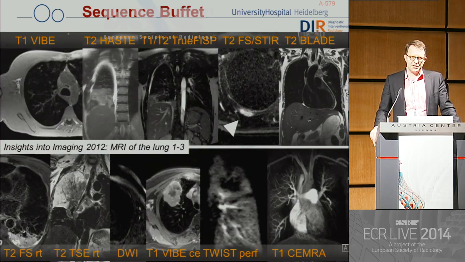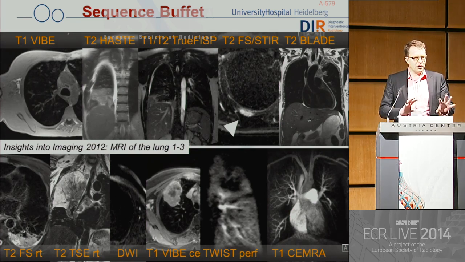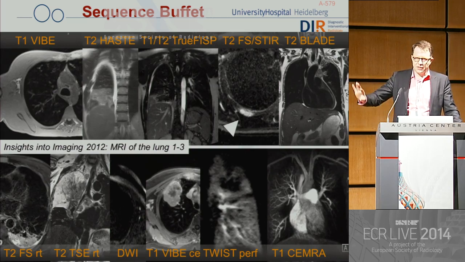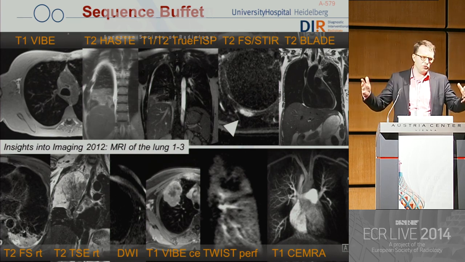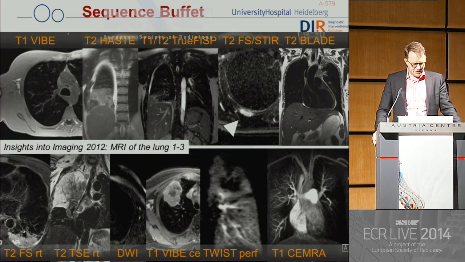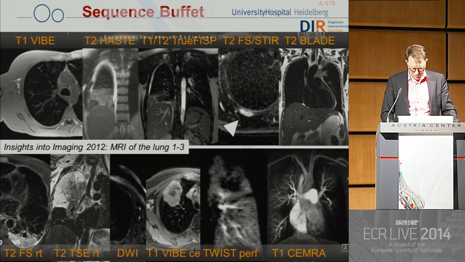There's a very nice series of publications and insights into imaging from 2012 where all the different sequences and their potential are presented. That's what we call the sequence buffet. We have T1, T2, true FISP sequences, fat-suppressed STIR images, and so on. And then we move also to respiratory-gated T2, turbo spin echo, as well as diffusion, and then contrast-enhanced sequences.